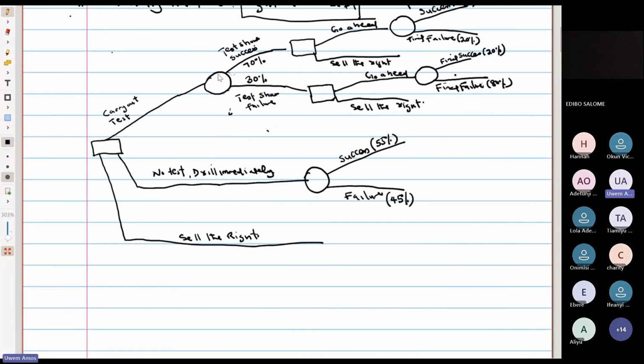This line, we're carrying out a test, so it's not that line. This last line, we're just telling the right, so it's not that line. So it is this line where we're not carrying out the test, but we're still going ahead to drill. So what is the expected outcome? You can have success or you can have failure. Chance of success, 55%. Chance of failure, 45%. Hope that's clear.